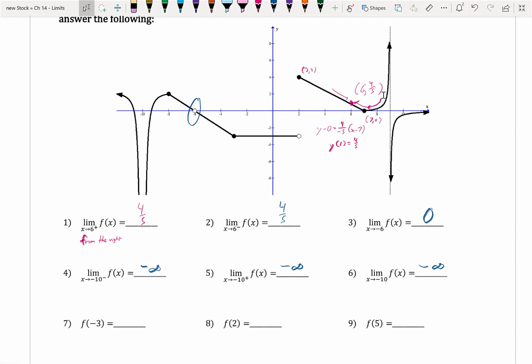Okay, let's do some function values. What is f of negative 3? I'll let you find that ordered pair. It is negative 3. It's right here. What is f of 2? 4. That's where the closed circle is. What is f of 5?